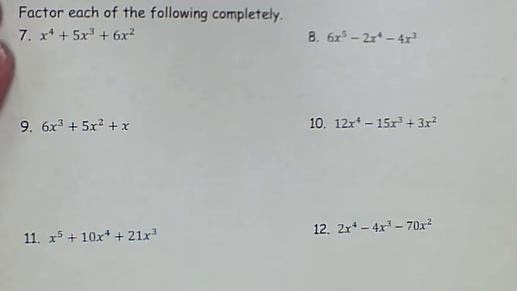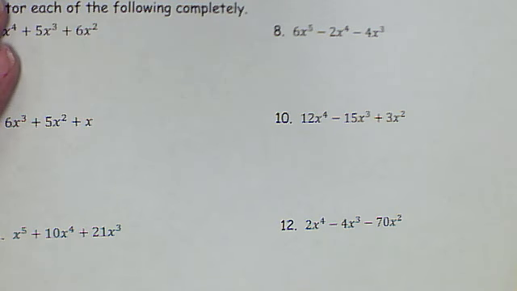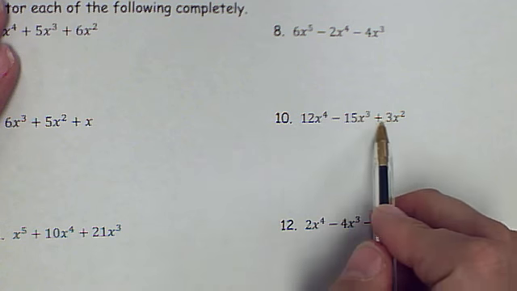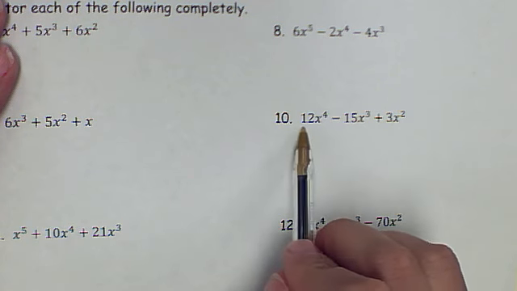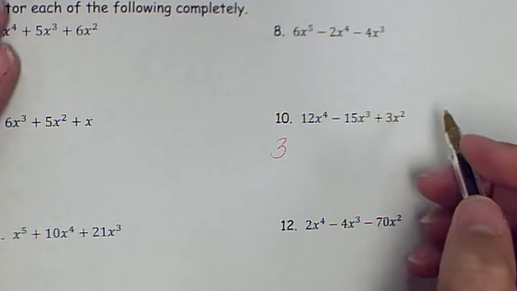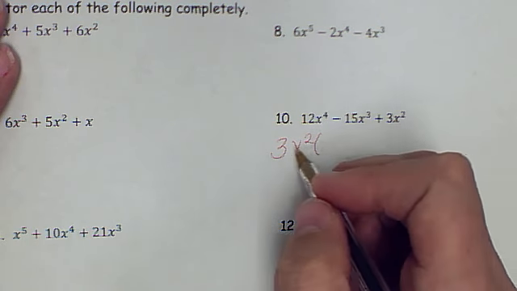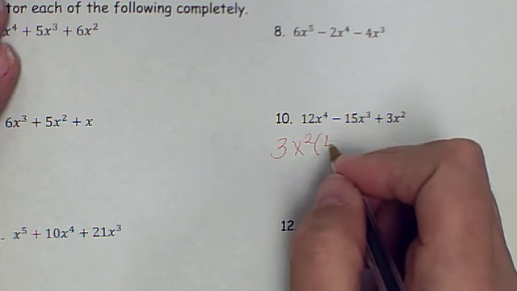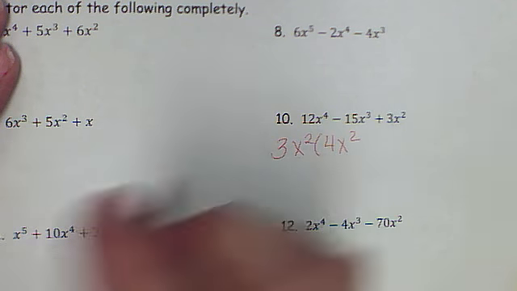So let's look at 7 through 12, and let's go over number 10: 12x to the 4th minus 15x to the 3rd plus 3x squared. 12, 15, and 3. Remember, your first step on factor completely is find the GCF. The GCF of 12, 15, and 3 is 3. For x to the 4th, x cubed, and x squared, it has to be x squared. So when I pull out that 3x squared, 3x squared times what is 12x to the 4th? It's 4x squared, because 3 times 4 is 12, and x squared and x squared makes that x to the 4th.